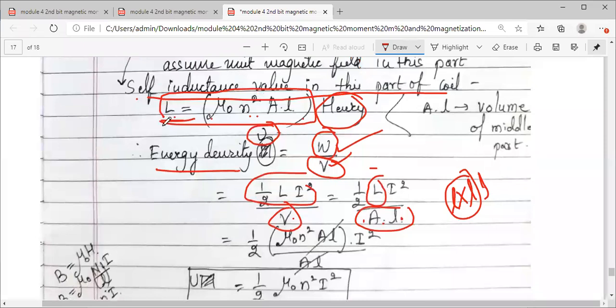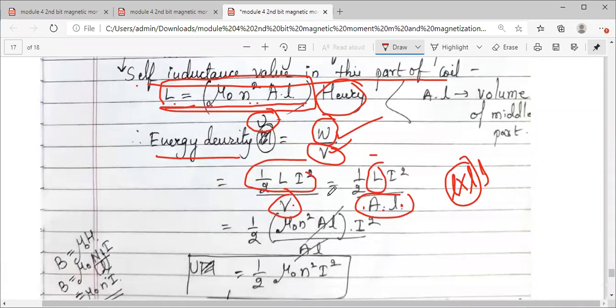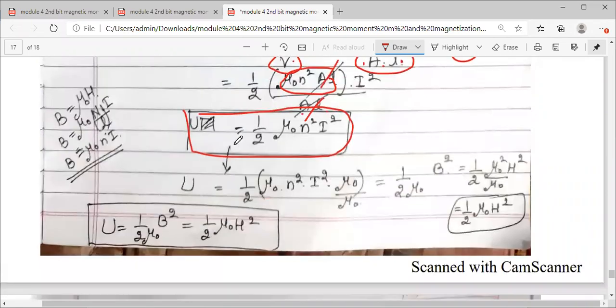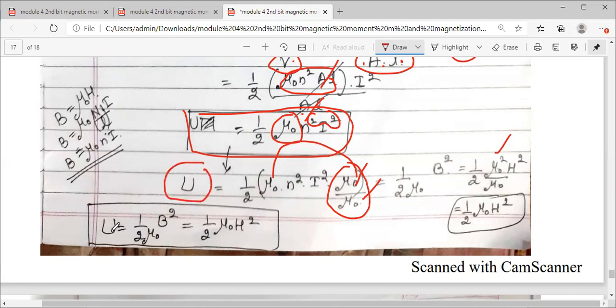Again for a solenoid, what is L? Mu naught n square A l. So I have substituted that here. A l in the denominator as it is. These two cancel. U is half mu naught n square I square. So what is U further? Since here we have square terms, let us take mu naught also squared. For that, I have multiplied and divided the numerator and denominator by mu naught, so that by clubbing these two I can put mu naught square. So if I reduce this, finally I will get U as half mu naught H square. So this is energy density.